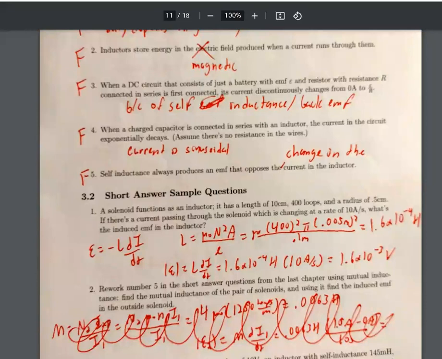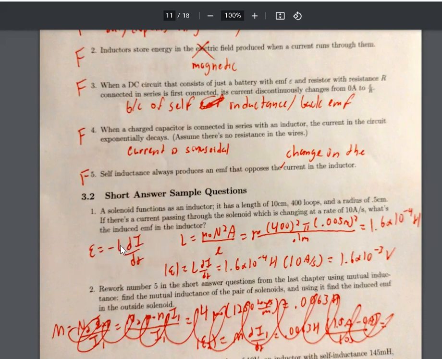All right, so a solenoid functions as an inductor. It has a length of 10 centimeters, 400 loops, and a radius of 0.5 centimeters. If there's a current passing through the solenoid, which is changing at a rate of 10 amps per second, what is the induced EMF in the inductor? Well, the induced EMF in an inductor is always minus the self-inductance times the rate of change of the current.